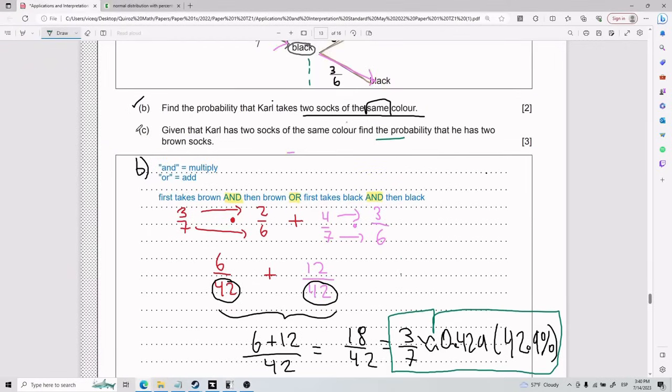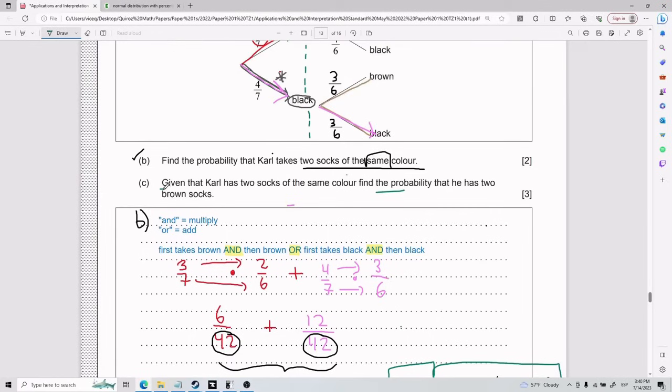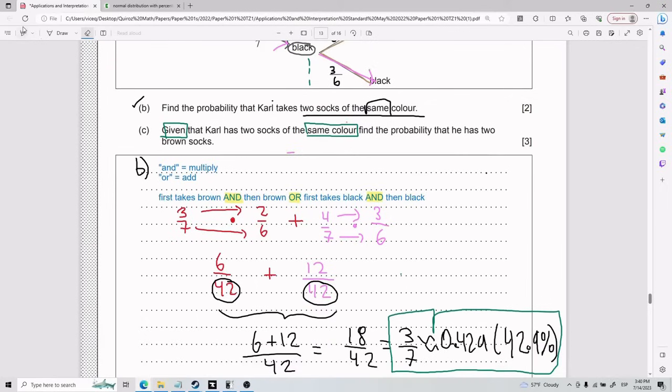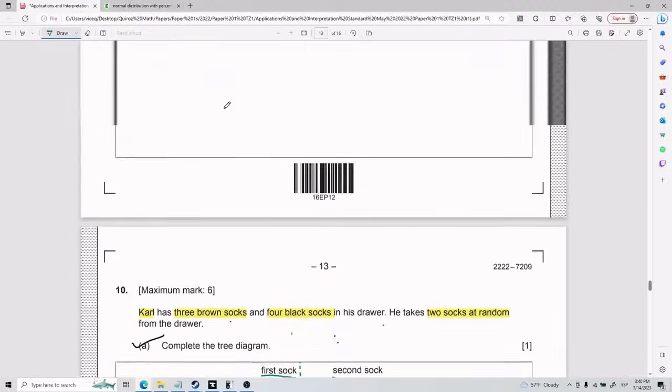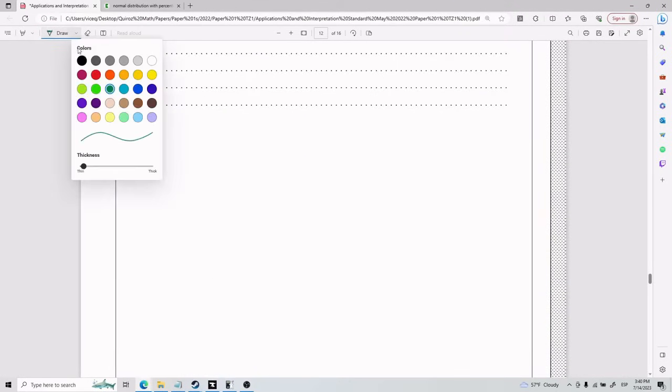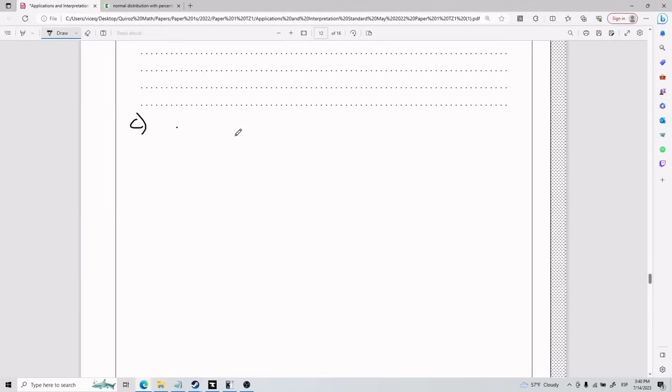For part C, we need to find, given that Carl has 2 socks of the same color, the probability that he has 2 brown socks. The cool thing about given is that it restricts the bag where you're taking them from. So it makes your area of possibilities much lower than before.